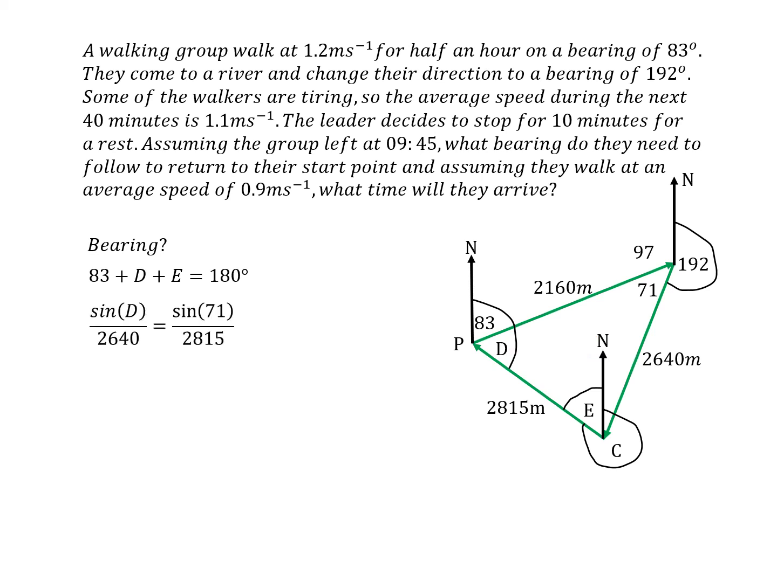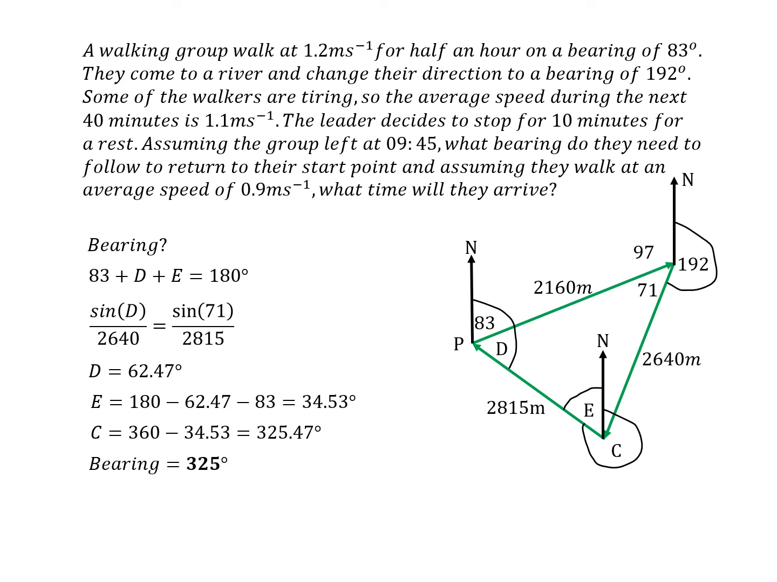So when we apply the sine rule, we get sine D over 2640 is equal to sine 71 over 2815. And that means that D is 62.47 degrees. Then we can calculate E to be 34.53 degrees, C to be equal to 325.47 degrees.